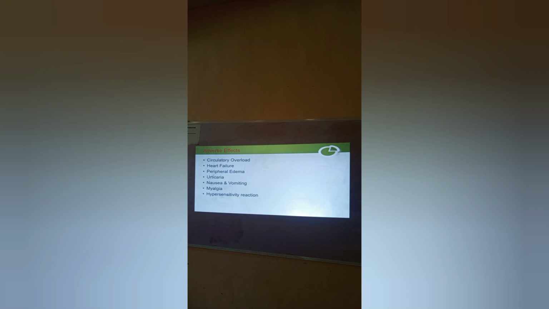So these are the adverse effects of plasma expanders: circulatory overload, so heart failure, peripheral edema, urticaria. Urticaria is like skin rashes. Then nausea and vomiting, hypersensitivity reaction.